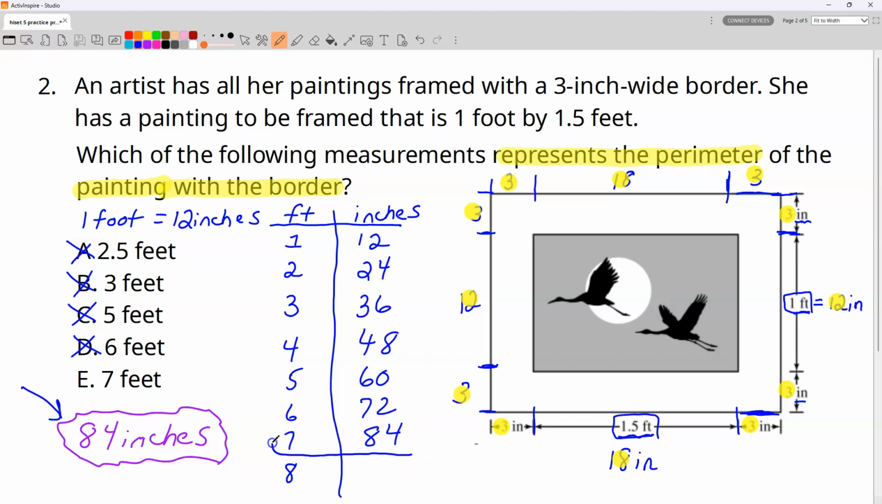It's right here. 7 feet is 84 inches, right here. Boom. Another way to look at it is 84 inches, which was my answer, is 7 feet. So it's got to be E. That's one way to go about this. Let's go to the next question.